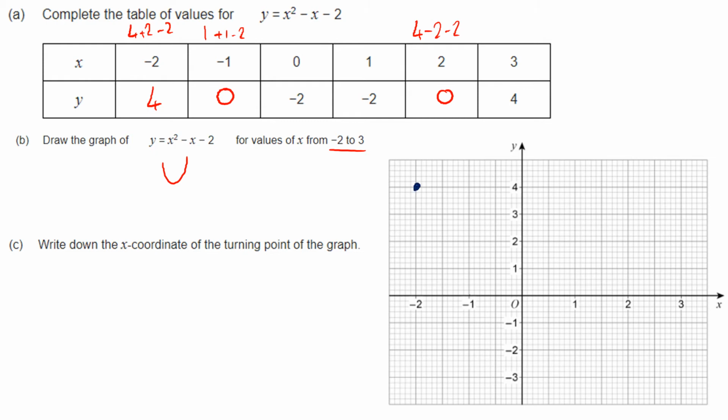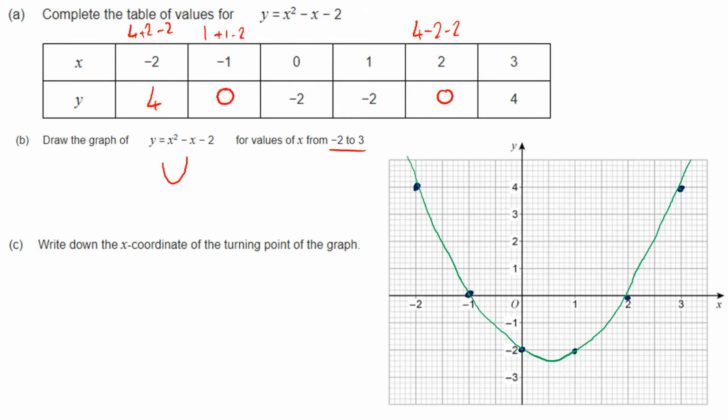We've got minus 1, 0. We've got 0, minus 2. We've got 1, minus 2. We've got 2, 0. And we've got 3, 4. And then we'll just join them up. Take your time with this. There's no point in rushing through it. Do it point by point, and there we go, a lovely little positive quadratic.